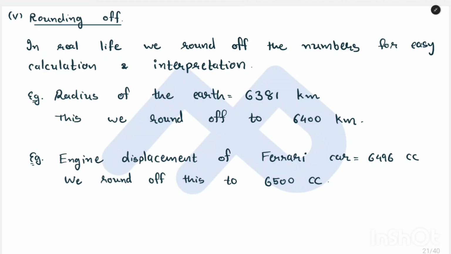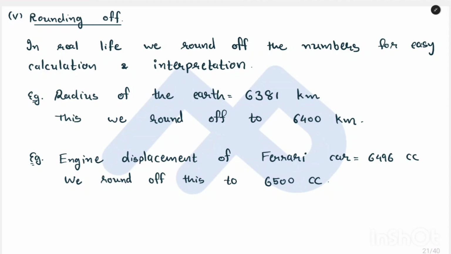Okay, so this is the fifth session of your first chapter and the topic name is rounding off. So in real life also we round off the numbers to the nearest, let's say 10, nearest 100 or nearest 1000 or let's say nearest one decimal places.